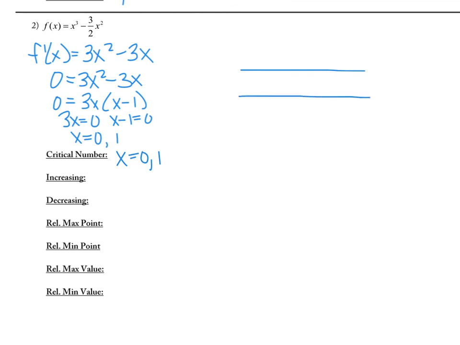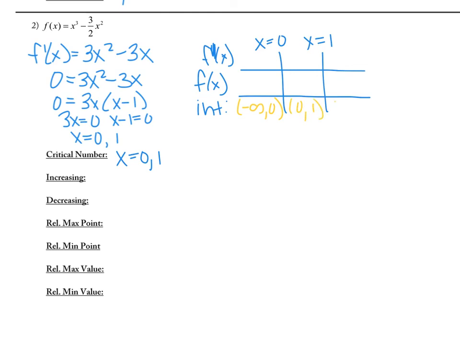And since I have two critical numbers, I'm going to have two vertical lines. So x equals 0, x equals 1. So f prime of x is the first row, then f of x is the second row, and then we have the interval. Okay, and we can fill the interval in right away. It's -infinity to 0, 0 to 1, 1 to infinity. So remember that the interval starts at negative infinity and goes to positive infinity, and you just break at the critical points. This is why it's important that the critical numbers are in numerical order.